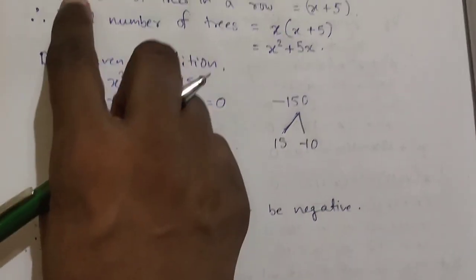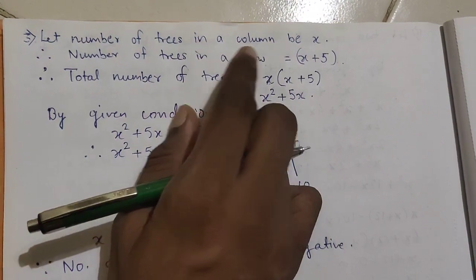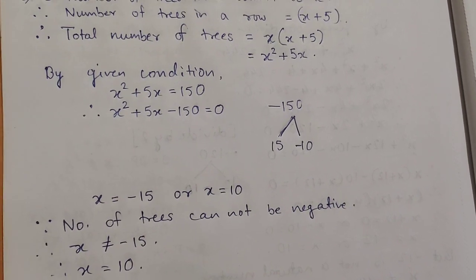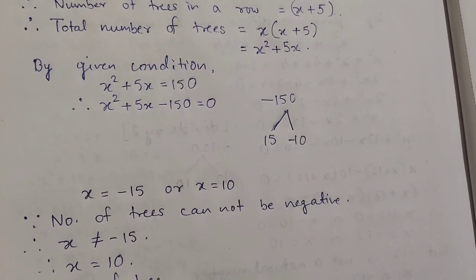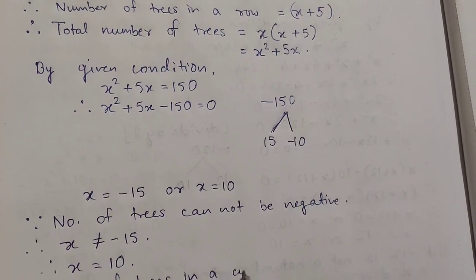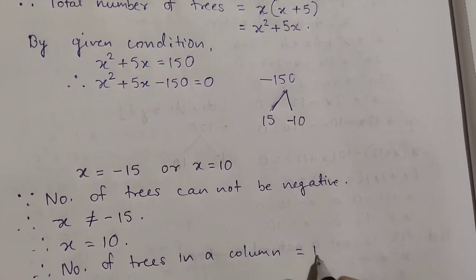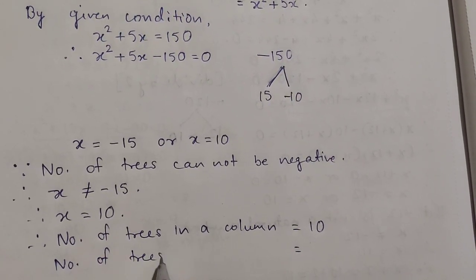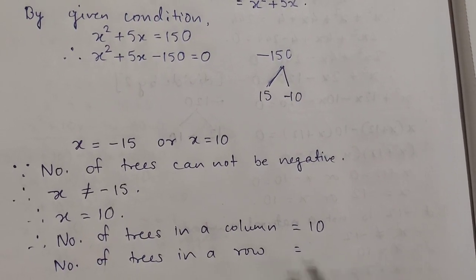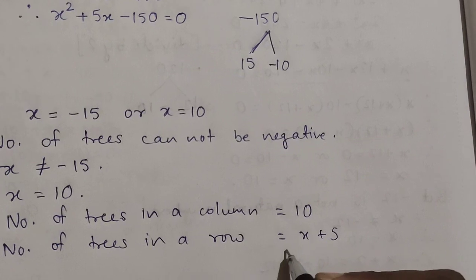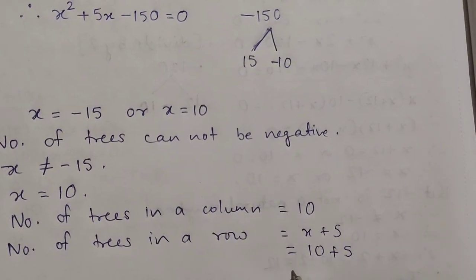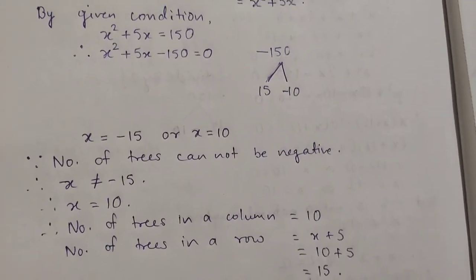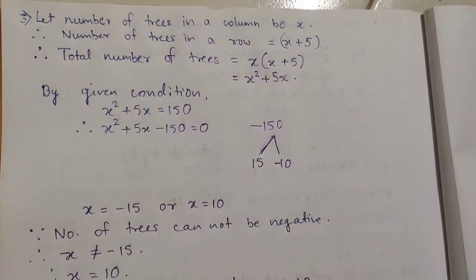And if x is equal to 10, then what can we write? Number of trees in a column is equal to x, which means 10. So we can write number of trees in a column is equal to 10, and number of trees in a row is equal to what? X plus 5. That means 10 plus 5, and you know 10 plus 5 is how much? 15. Okay, so in this way we have solved this question, and you can see the solution again.